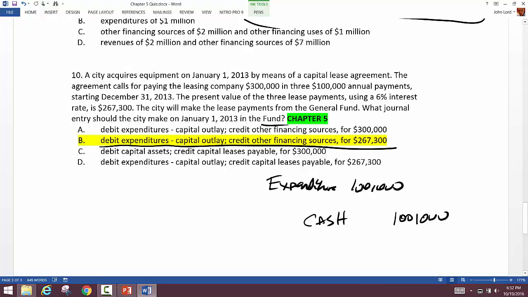Right? This is what I was telling you guys. This is the thing that I was saying is going to be weird. You're going to sit there and say, huh? You debit expenditure when you acquire this asset for the present value of minimum lease payments? Yes. Fund balance goes down by that amount, but it also goes up by the other financing source, doesn't it? And then when I make the payment, I debit expenditure, I credit cash. Now fund balance came down because I've used a current financial resource, haven't I?